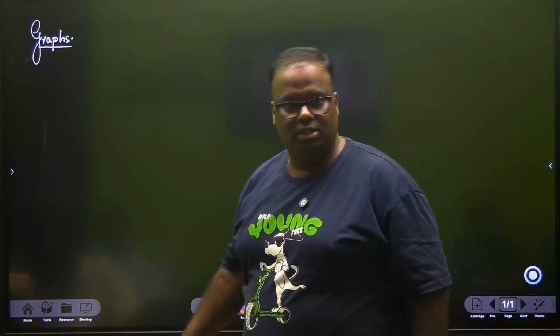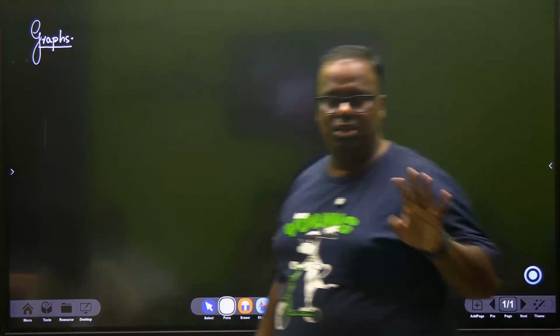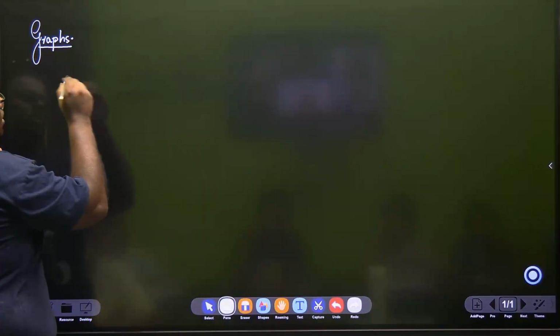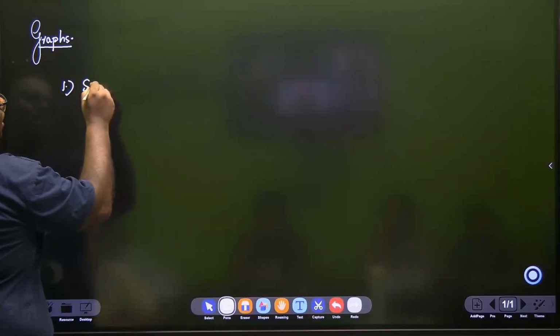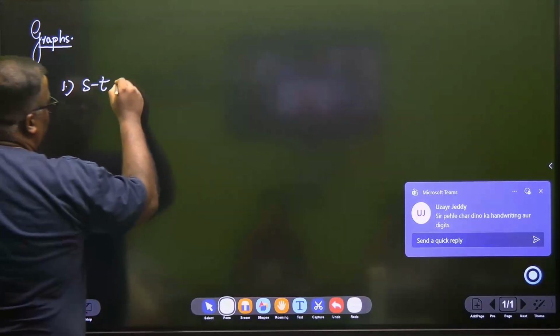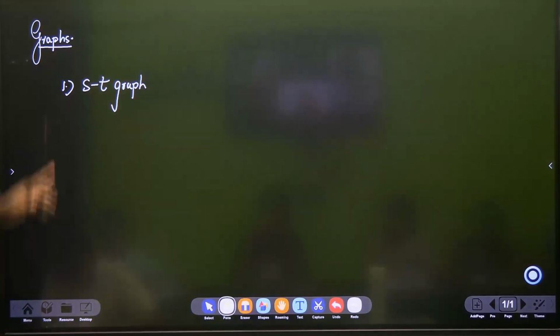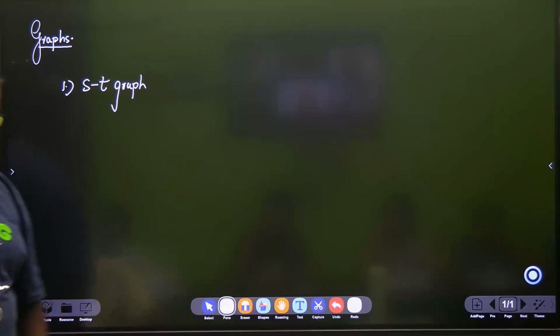So let's understand. We will have 3 graphs in this chapter. How many graphs? 3 graphs. Whether we are in grade 9 or grade 11. These 3 graphs are called the ST graph. S stands for displacement. If you see some good American physics books, they will write it as the XT graph. They write displacement as x, the ST graph.